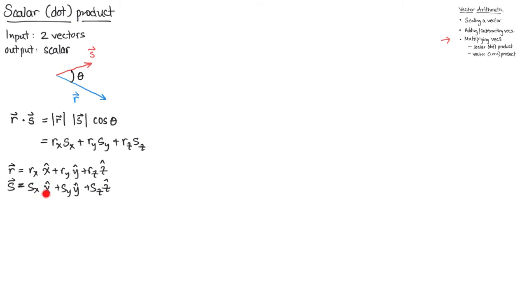But x hat dotted with x hat is going to be 1, because the length of each is 1 and the angle between them is 0, so cosine of 0 is 1. But x hat dotted into y hat is going to be 0, because they're perpendicular to each other, and cosine of 90 degrees is 0. So any pairing of a unit vector with a different unit vector will give you 0, and the only quantities that survive in the dot product are x hat dotted with itself, y hat dotted with itself, z hat dotted with itself, and so we get r_x s_x plus the same for y and z. Okay, so both of these ways of expressing the dot product are equivalent to each other, and we might make use of both throughout the term.